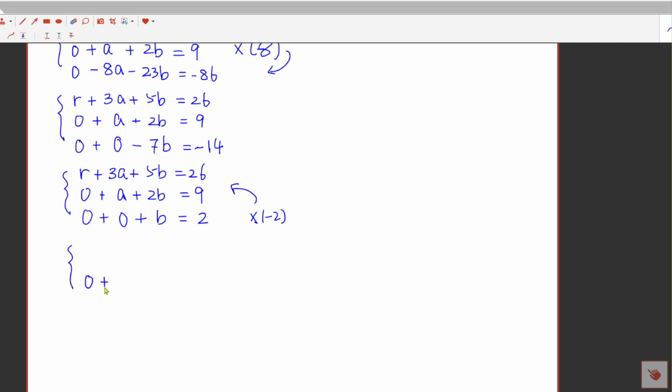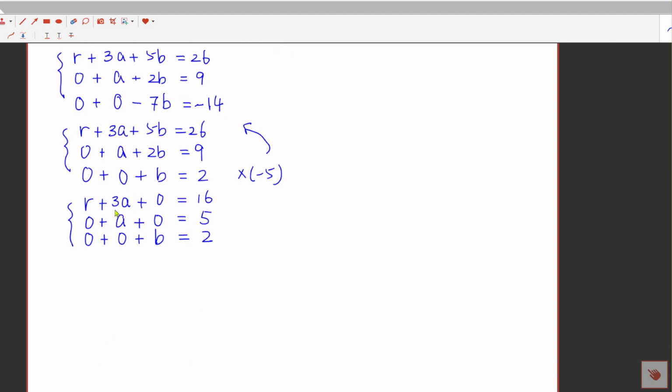So this time the third equation does not change. 0 plus b equals 2. Times negative 2 added to the second one gives us 0 plus a plus 0 equals 5, right? And also we can then use the third equation times negative 5 and add it to the first one. Then that'll help us to eliminate b here, right? So that'll give you r plus 3a plus 0 equals 16, right?